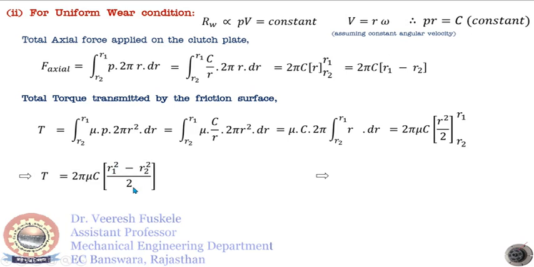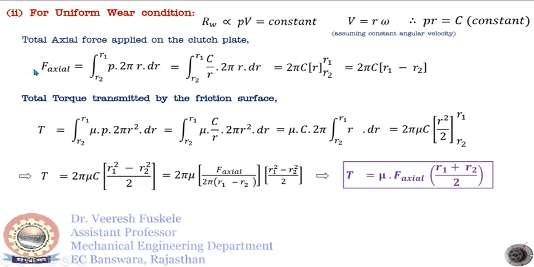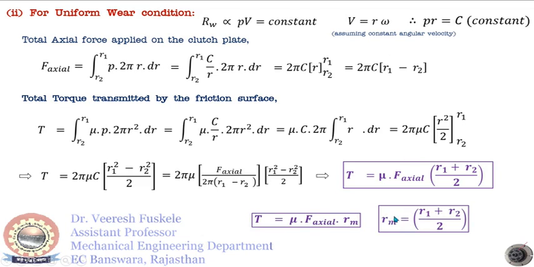This will finally give us T = 2π μ C (R1² − R2²)/2. Further, taking the value of C from the F axial equation, C is equal to F axial divided by 2π (R1 − R2). Putting this in the equation, we get the total torque transmitted by the friction surface as 2π μ F axial/(2π (R1 − R2)) into (R1² − R2²)/2. The 2s cancel out, and π and π cancel out. So finally the total torque transmitted by the friction surface in case of uniform wear condition is μ F axial (R1 + R2)/2. Writing this in the generalized form, T = μ F axial Rm, where Rm = (R1 + R2)/2. This is how we calculate the total torque transmitted by the frictional surface in case of uniform wear condition.